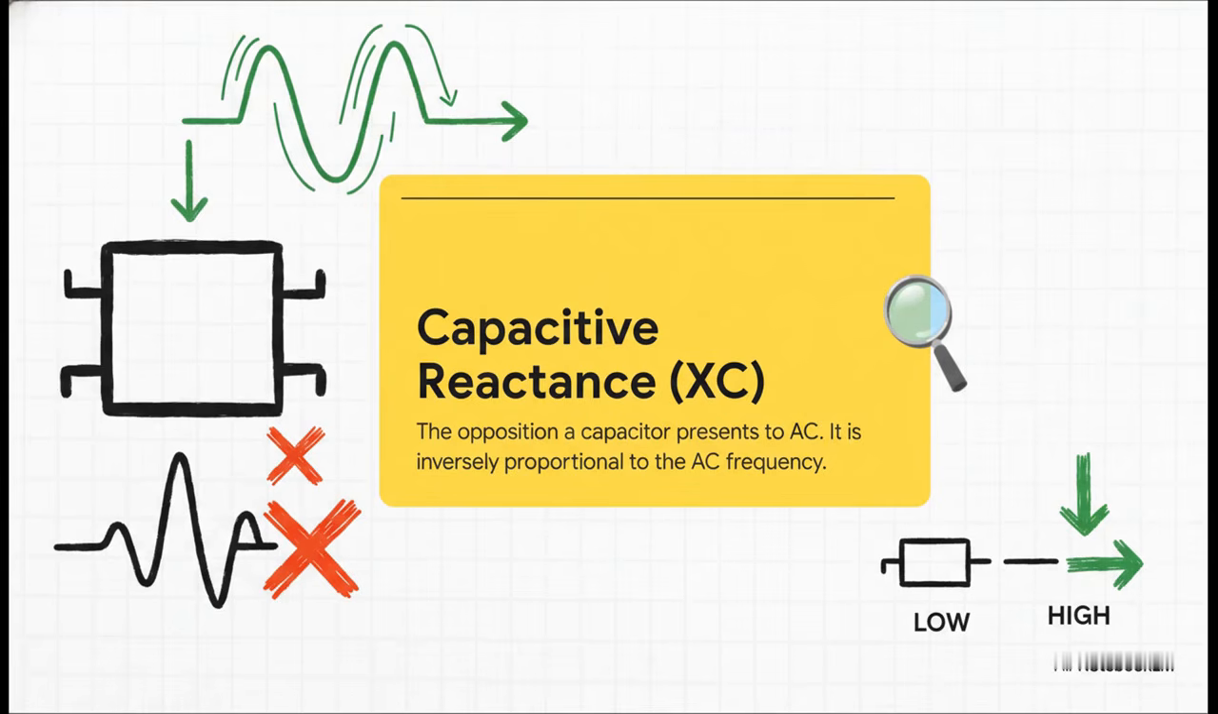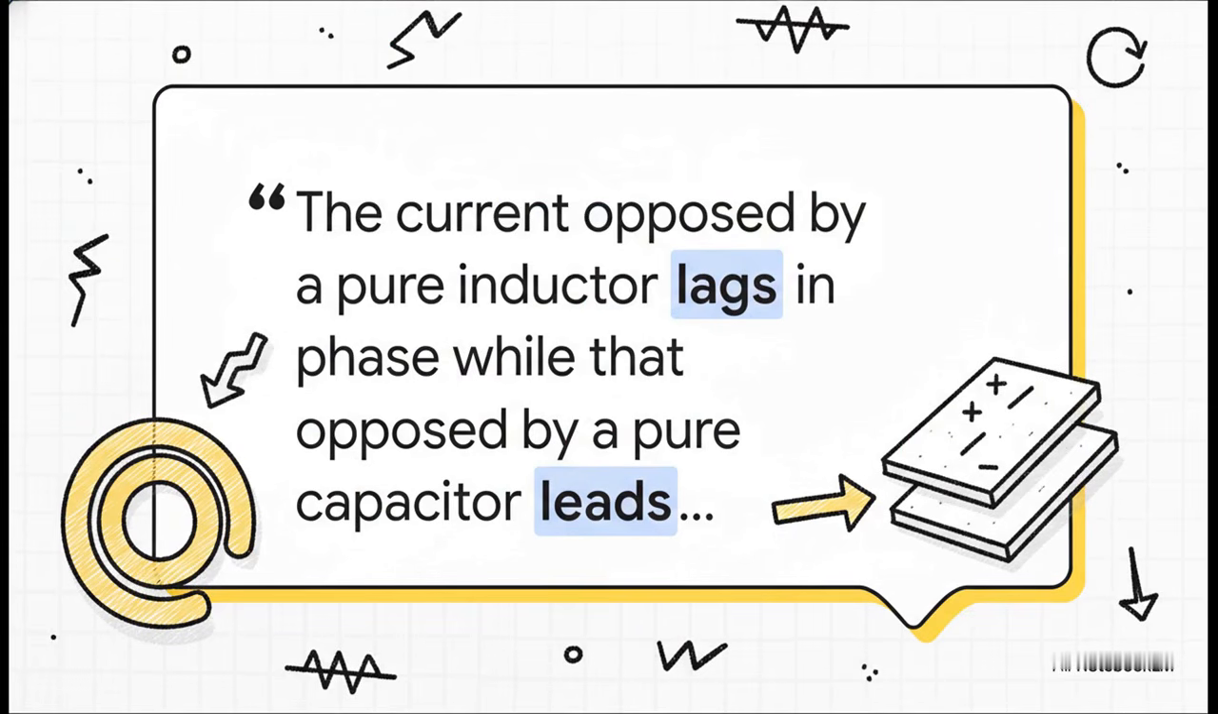And just like the inductor, its opposition, called capacitive reactance, also depends on the frequency. But you guessed it, it's the other way around. Capacitors have a really tough time with low frequencies. They basically block them. But high frequencies, they let them pass right on through, no problem. So let's just sum this up, because it's the whole point.